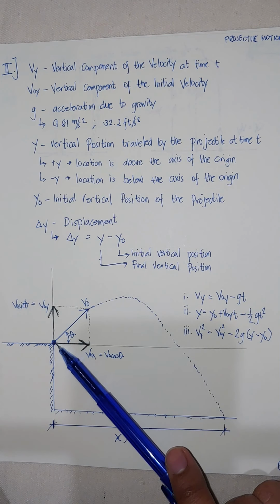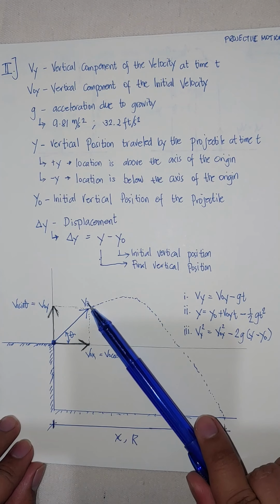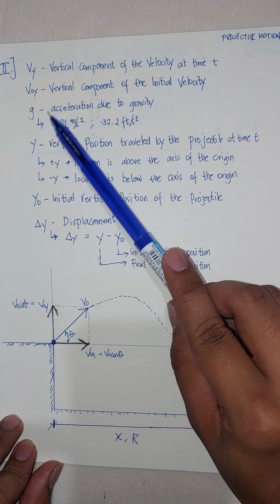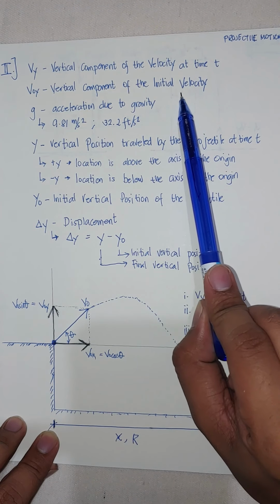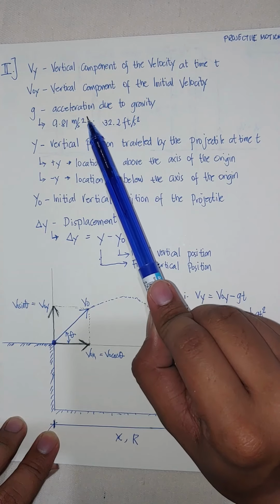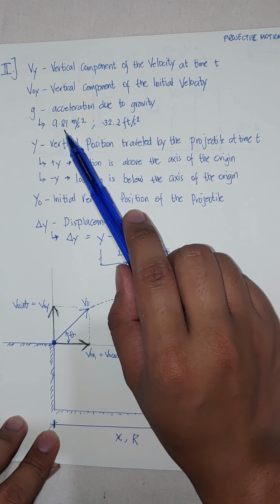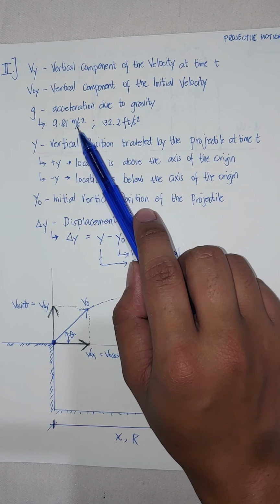Let's say if this is point A, then you can change V sub O with V sub A, and consequently with its components. Okay, so V sub O y is the vertical component of the initial velocity. The g is the acceleration due to gravity. Okay, for our SI units, the acceleration due to gravity is just equal to 9.81 meters per second squared.